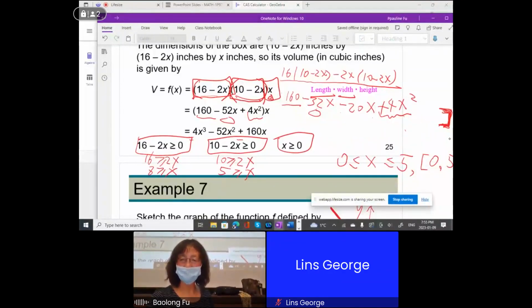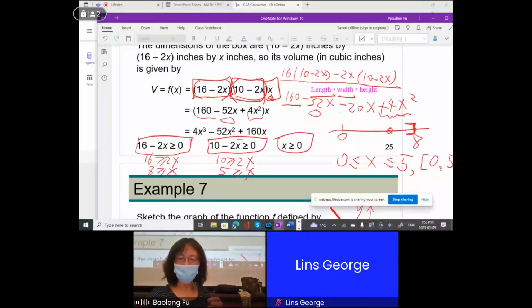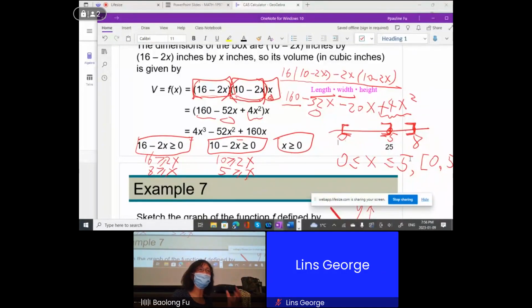Maybe we draw the timeline. The first one, this is 0, this is 8, so from infinity up to 8. The second one, x smaller than 5, this is 5. The third one, greater or equal to 0. Which part in this timeline can satisfy all these 3 conditions at the same time? Only 0 to 5. So 0 to 5 satisfies x smaller or equal to 8, x smaller than 5, and x greater or equal to 0. So 0 to 5 is the final answer.